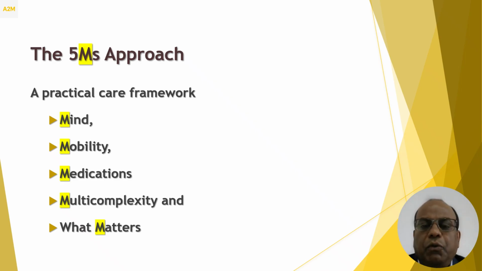And finally, what matters most is the most important aim. We must ask, what are the person's goals? Do they want comfort? Do they want independence? Or do they want fewer medicines? Older adults are deeply careful about quality of life. The 5 M's help us talk, think, and act in a more person-centered way. When we use the 5 M's every time, we give safe, thoughtful, and meaningful care.